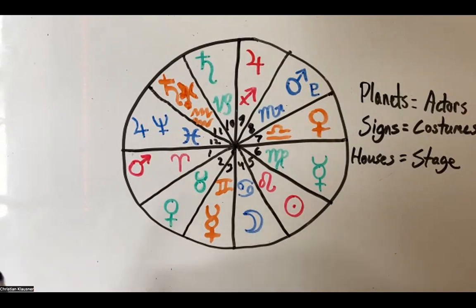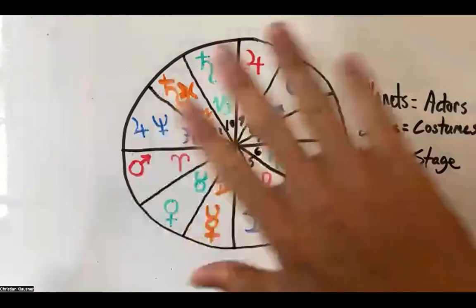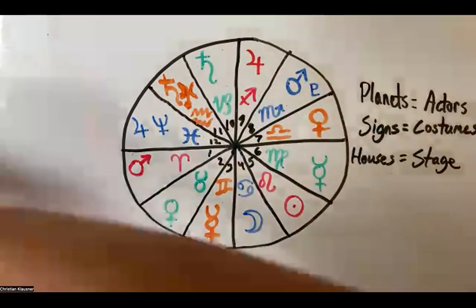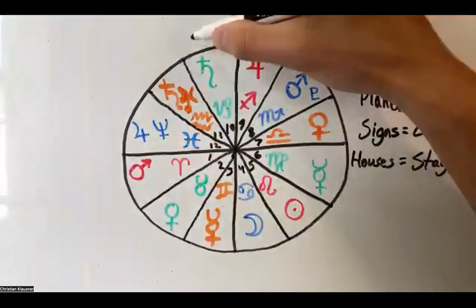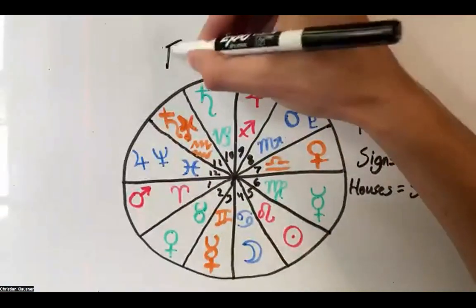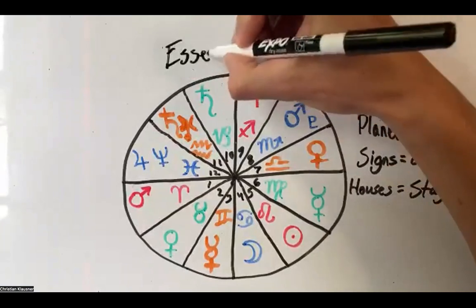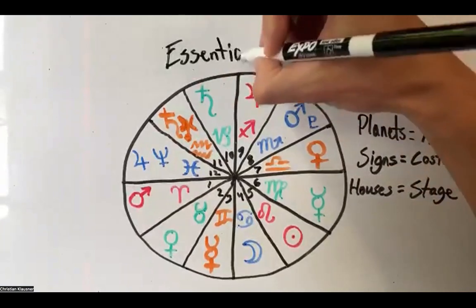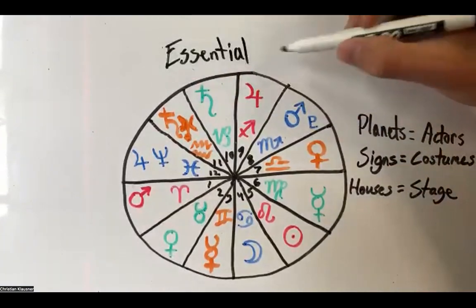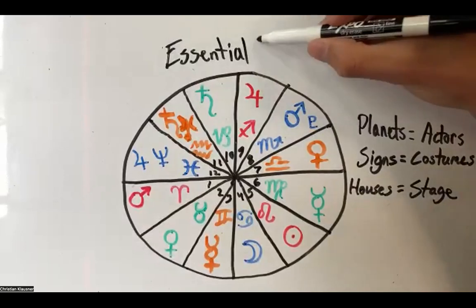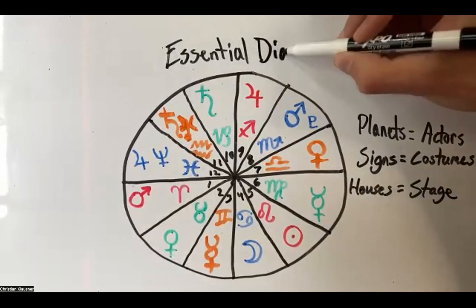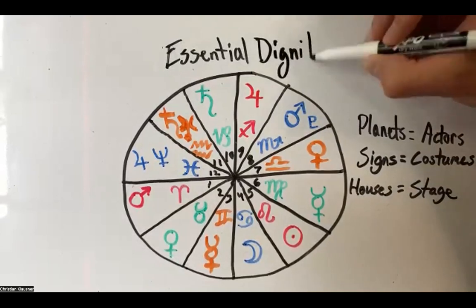Okay, now those are the planets and all the rulers of the planets, and this is called, in astrology, essential businesses. No, I'm just kidding. Essential dignities.